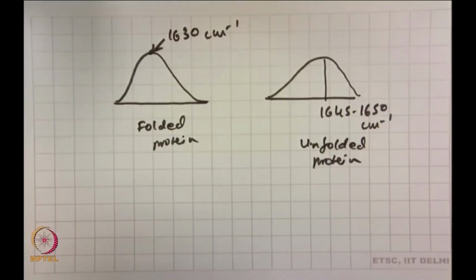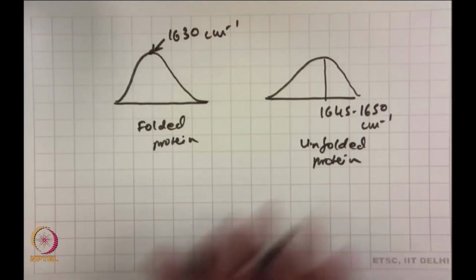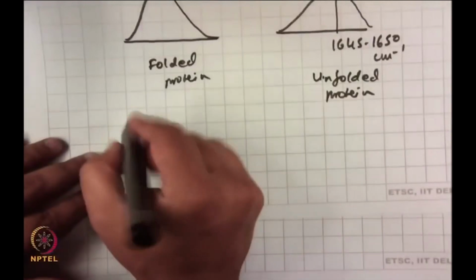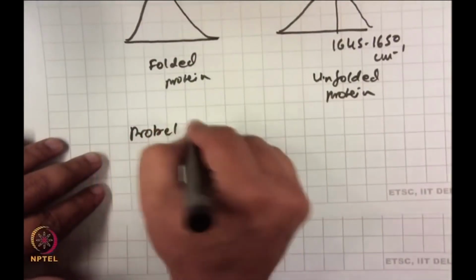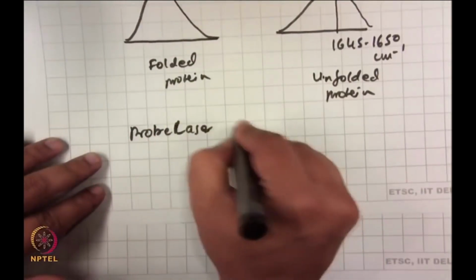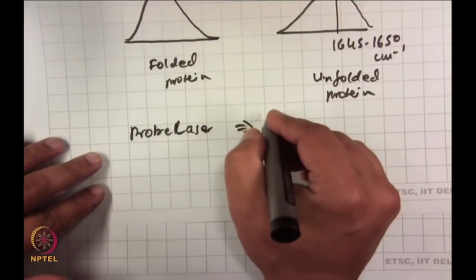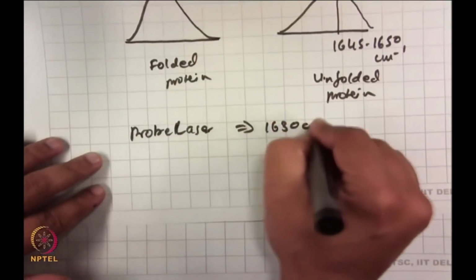Now, this is what the probe laser does for you. The probe laser has a wavelength or a frequency corresponding to 1630 centimeter inverse.